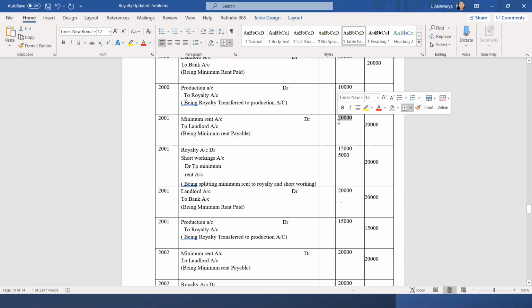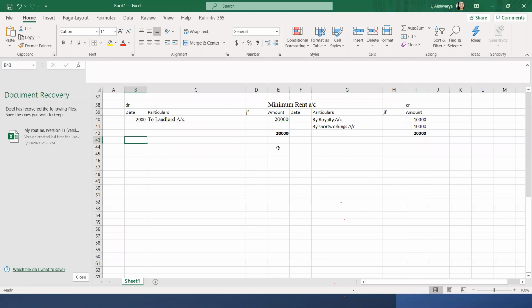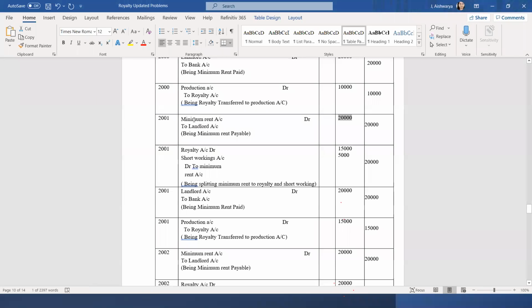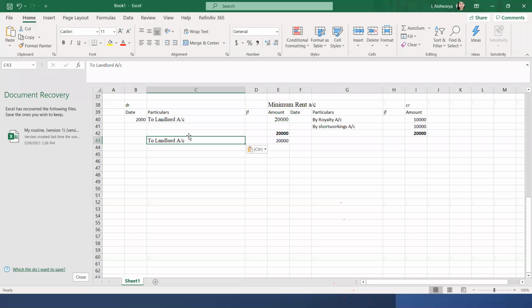Debited. Yes, very good. The children have become very smart. 20,000, 20,000. What is the opposite entry? To landlord account. So you have to write to landlord account. So that is 2001. And again, next. To landlord account, 2001, I have taken.